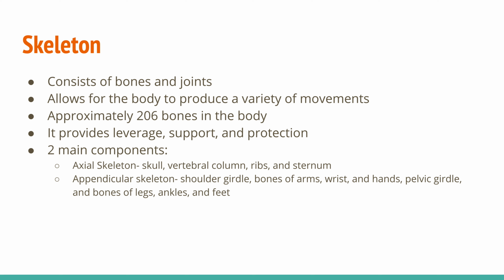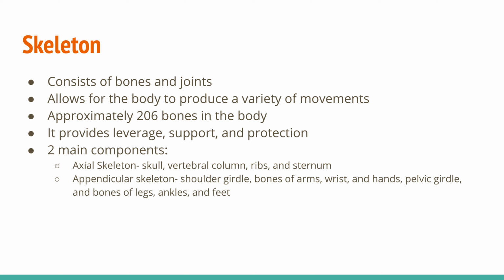So our skeleton has two major components to it. There's the axial skeleton and the appendicular skeleton. The axial skeleton is going to consist of the skull, the vertebral column, which is the spine. It houses the spine. The ribs, which is kind of that protective mechanism for our heart and lungs and some of our internal organs below those. And then our sternum, which is going to be right in the middle of the ribs there.